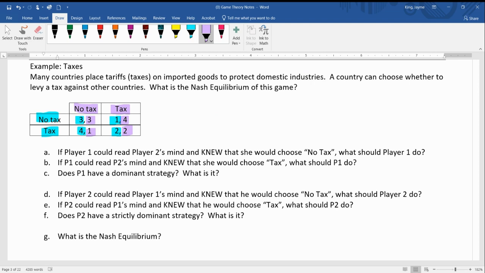All right, so this one: many countries place tariffs or taxes on imported goods to protect domestic industries. Basically, you don't want everybody outsourcing all of their businesses to other countries because there's cheaper labor. So to counteract that, you say, when you make something in another country and bring it into our country, we're going to charge you taxes for doing that. Countries can choose whether or not they want to do that. So we have two different countries here, country one and country two, and they can choose to either have this tax or not have this tax. Let's take a look at what our outcomes are here.